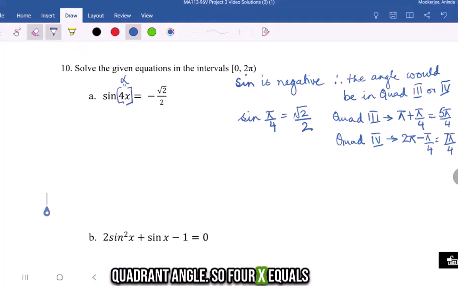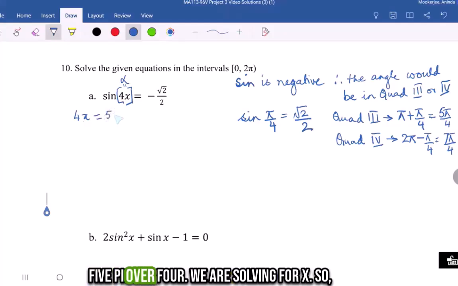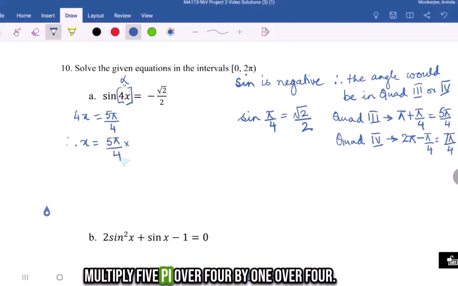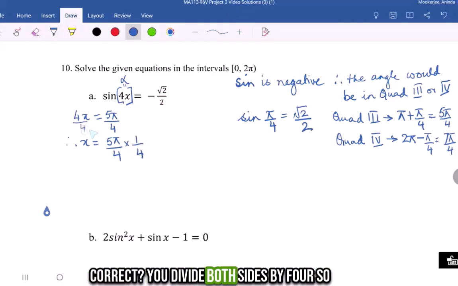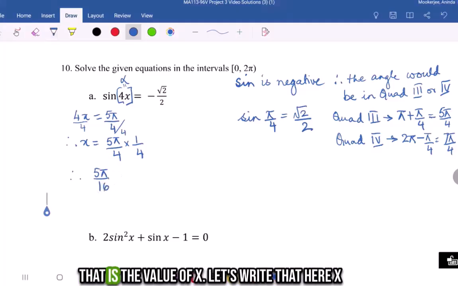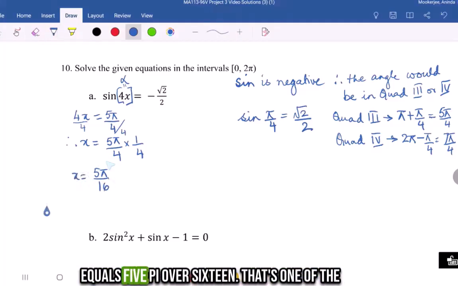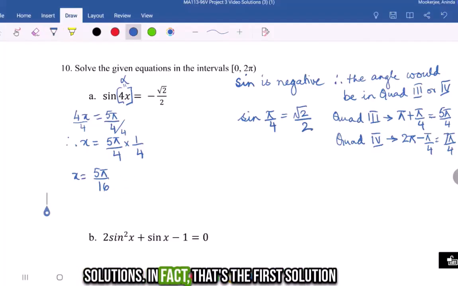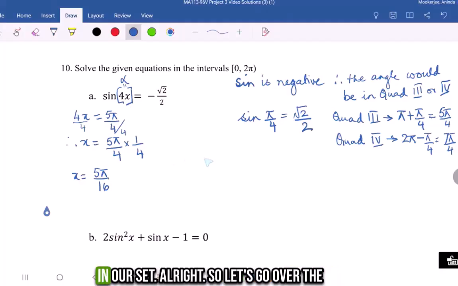So 4x equals 5 pi over 4. We are solving for x. So multiply 5 pi over 4 by 1 over 4. Correct? You divide both sides by 4. So it'll be 5 pi over 4 times 1/4, which should give us 5 pi over 16. And that is the value of x. Let's write that here. x equals 5 pi over 16. That's one of the solutions. In fact, that's the first solution in our set.